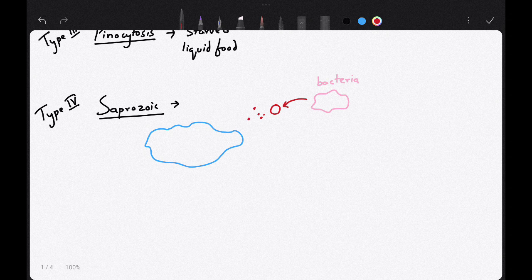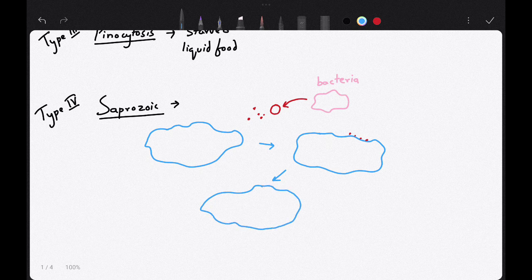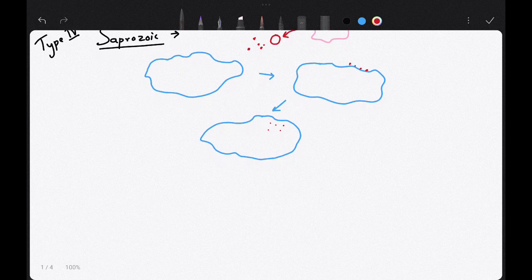So now the protozoan will come in contact with the food, and through osmosis it will take the food inside. In the next stage the food will be taken inside the protozoan, and this is done through osmosis. Okay, I hope this much is clear.